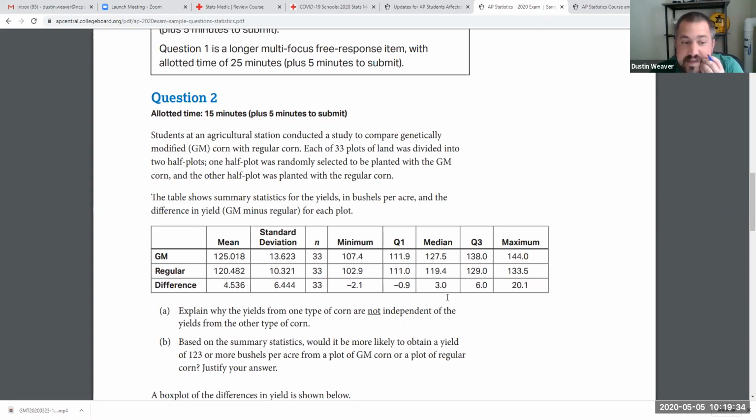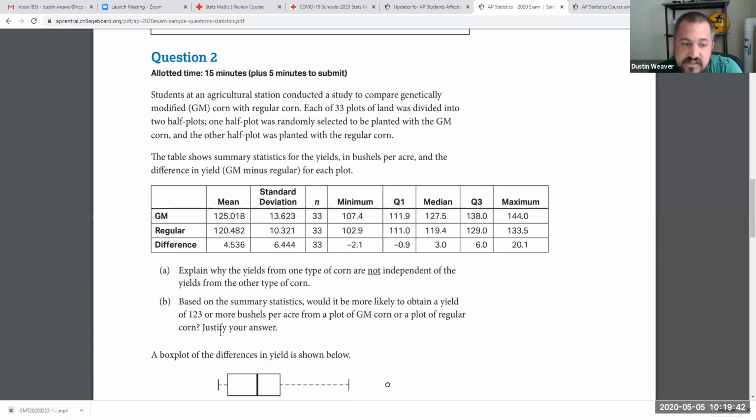So that's A and B. The key in A and B is explaining. You're going to see this all throughout the exam. You see the word explain. You see the words justify your answer. And you see based on the summary statistics. So it's not based on your opinion. It's based on something in this table right here.